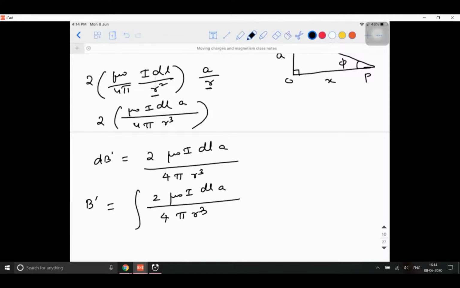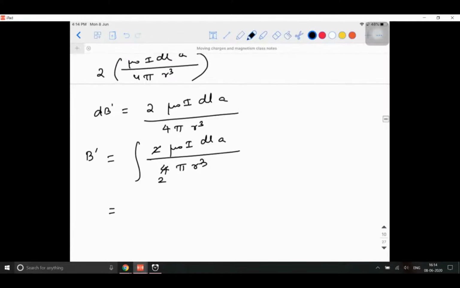That r I will substitute. The 2 will get cancelled. So what are all the parameters I can take out? Mu naught I divided by 2 pi into A can be taken out. This r cube can also be taken out, because you're trying to integrate with respect to L, right? But what is the value of r? You told me it is root of a square plus x square. So r cube will be a square plus x square the whole power 3 by 2. Please make a note of it.